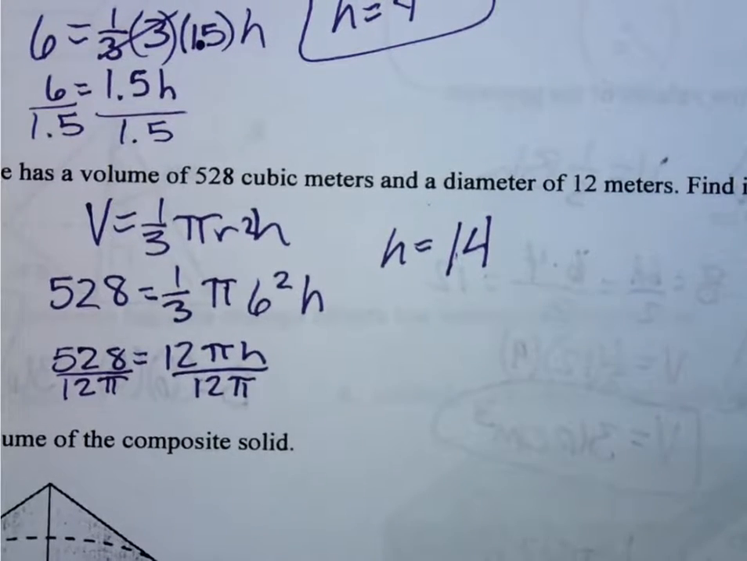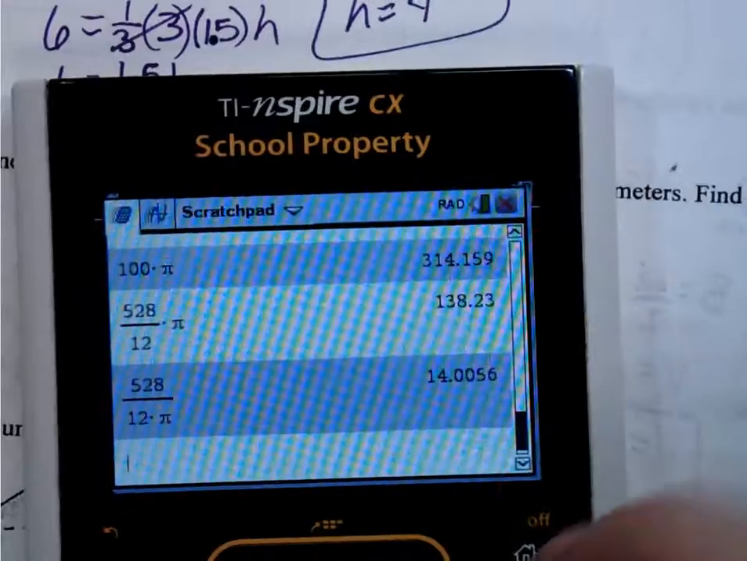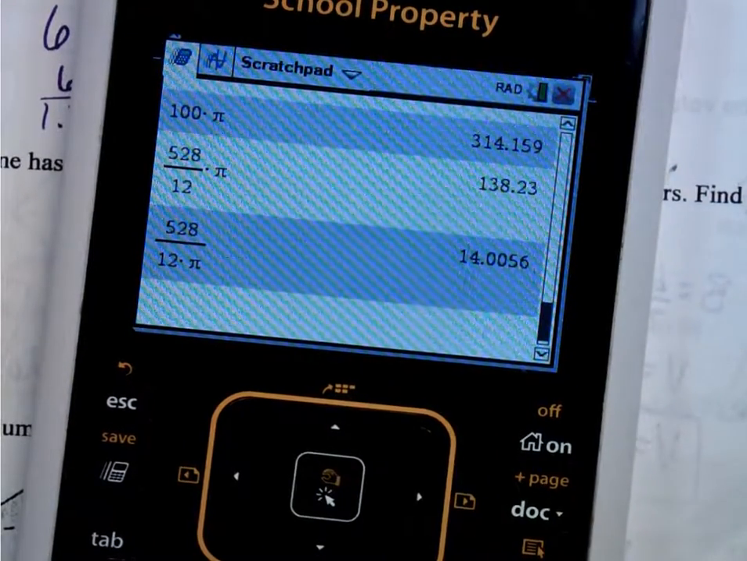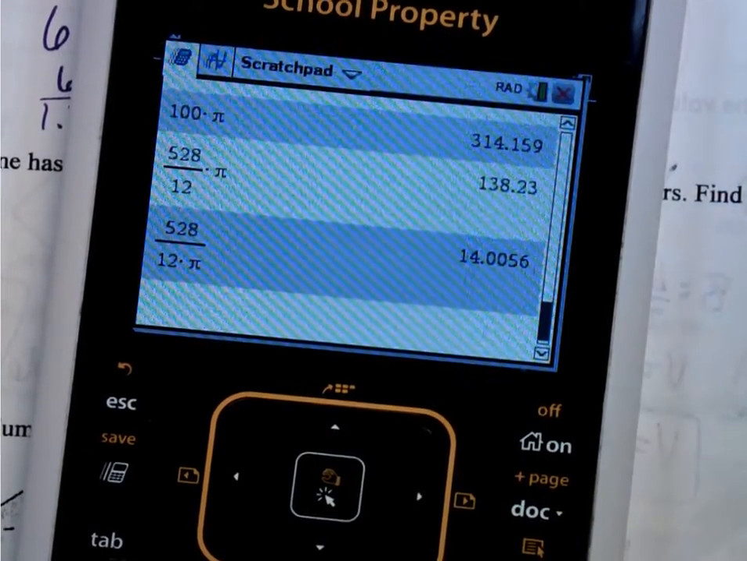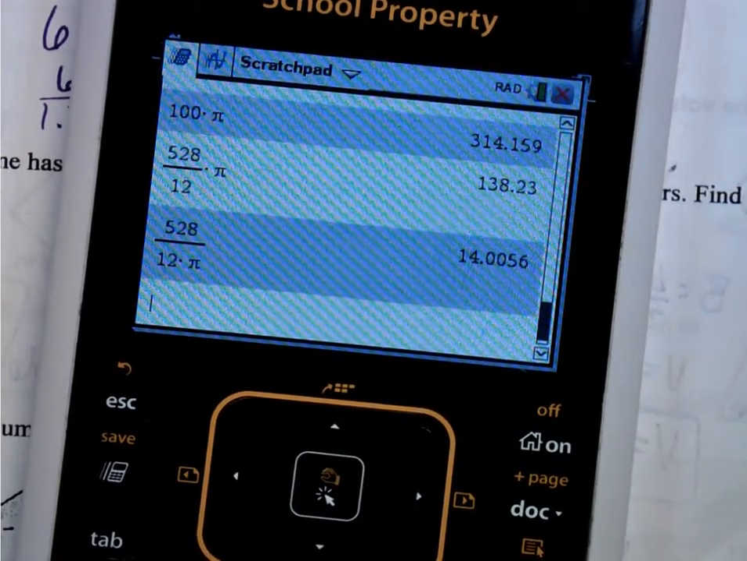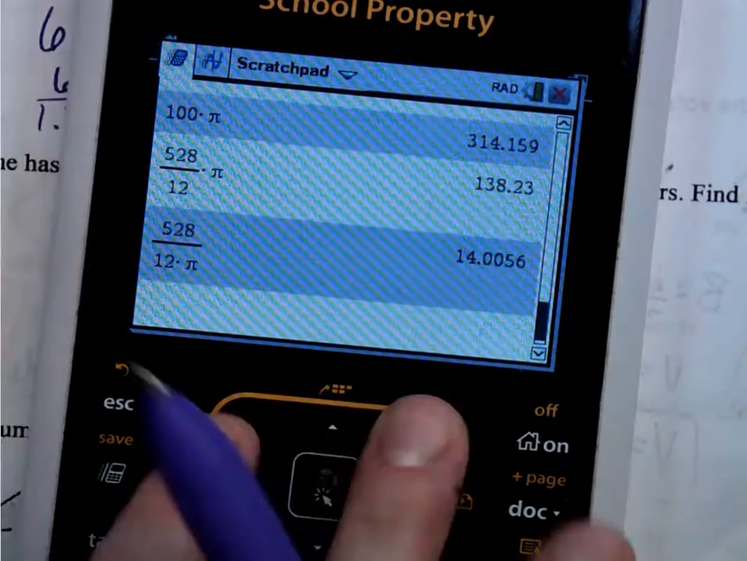It depends on when it is. If it's in the multiple choice part, no. So how would you put it in? You just take parentheses and put it around 12 pi. Or you can do it separately. If you are like, oh, I don't know, I think I'll get it wrong, you can always do 528 divided by 12 and then take that number and divide it by pi. That would be the same thing. Or put 12 pi in parentheses.